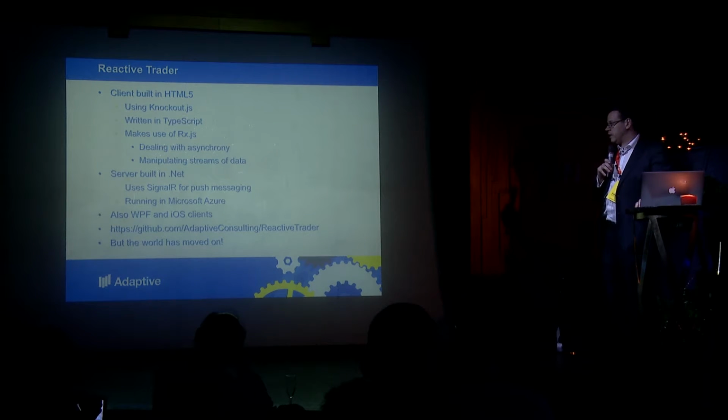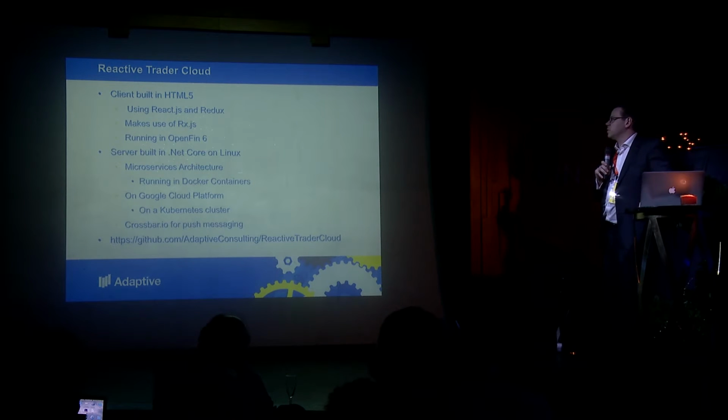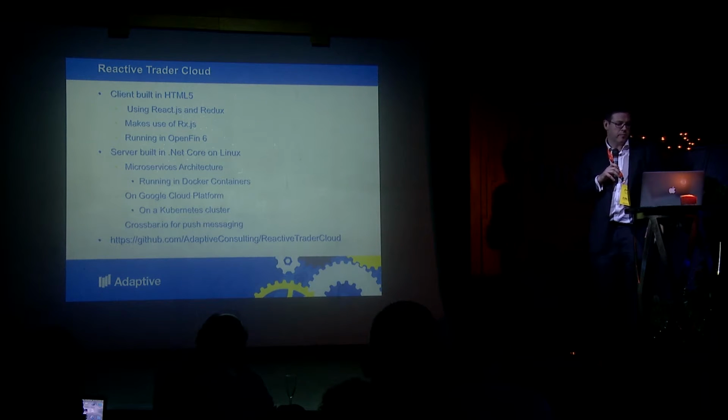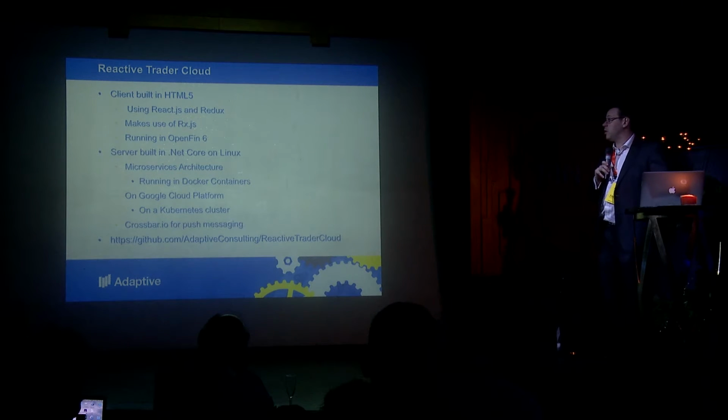So, check it out. But then we worked out that the world has moved on, so we decided to build something new again. We built Reactive Trader Cloud, again with the latest kit. We built the front end in HTML5 using React and Redux. Again, we make use of RxJS. And it's running now, as of about a week ago, in OpenFin 6.